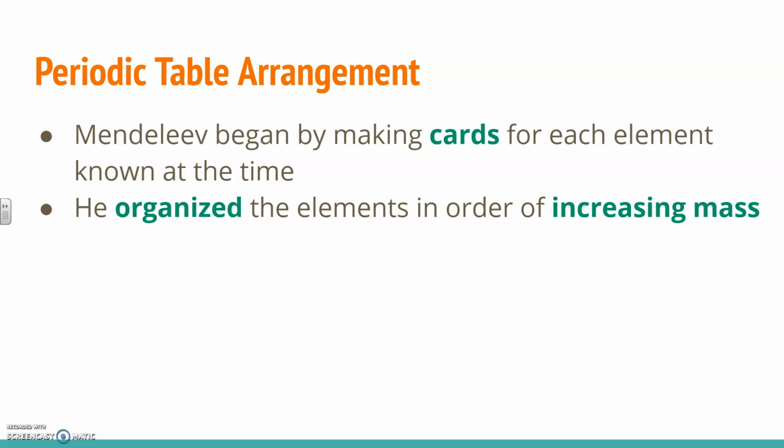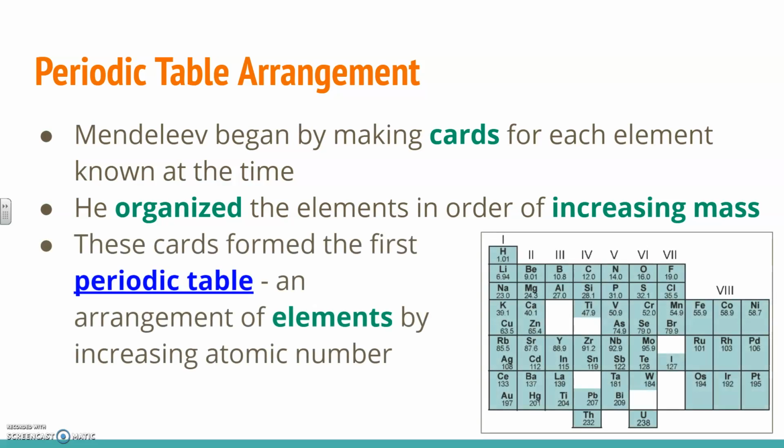He then organized them based on mass. He was just simply saying, all right, you're really light and you're really heavy. You go off to the left and you go off to the right. Done and done. But it was a lot more complicated than that. Here's what his first little idea looked like. He did form the first periodic table. It's an arrangement of elements by increasing atomic number.